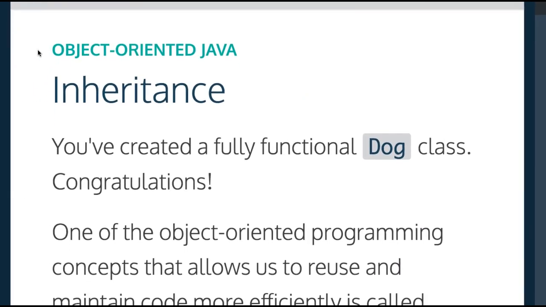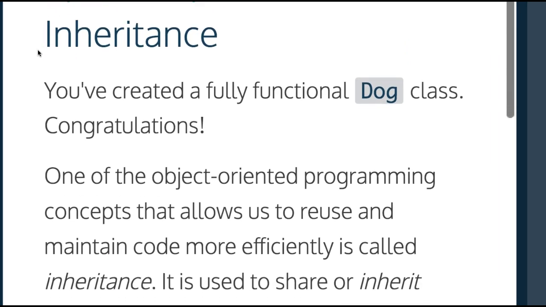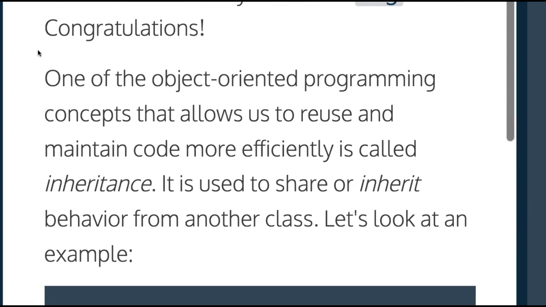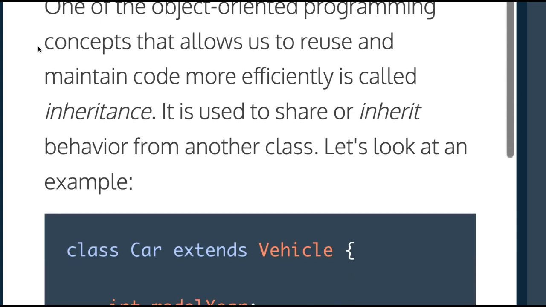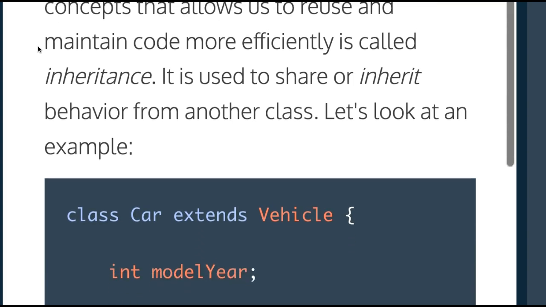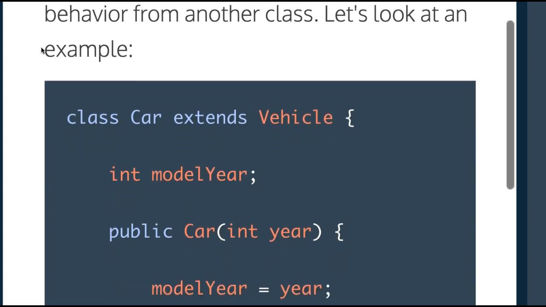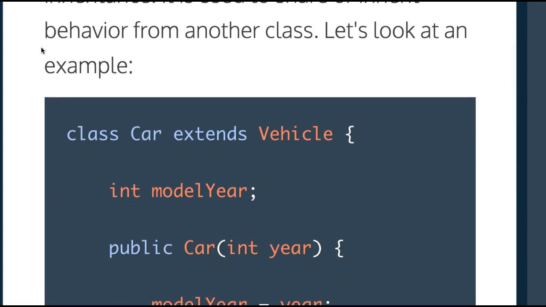We're in the Object-Oriented Java section, Lesson Inheritance. You've created a fully functional dog class. Congratulations. One of the object-oriented programming concepts that allows us to reuse and maintain code more efficiently is called inheritance. It is used to share or inherit behavior from another class. Let's look at an example.